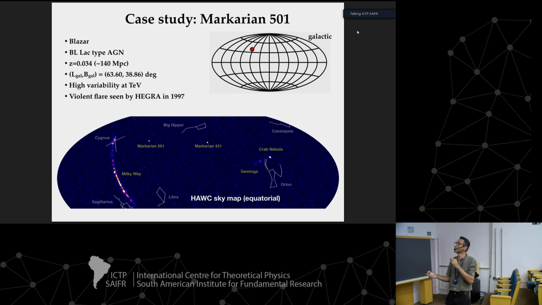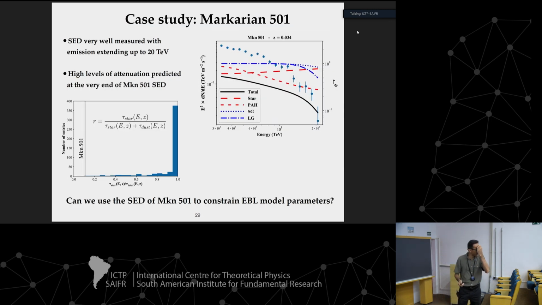For example, in 1997, HEGRA caught Markarian 501 in flare. And here is a more recent sky map from HAWC, and you can see clearly Markarian 501 here. You can see all other blazars like Markarian 421, the Crab Nebula, the Milky Way. So why am I picking this source? Because Markarian 501 had this flare back in the late 90s, where HEGRA measured photons up to 20 TeV. So this is a lot. It's a very high-energy photon.